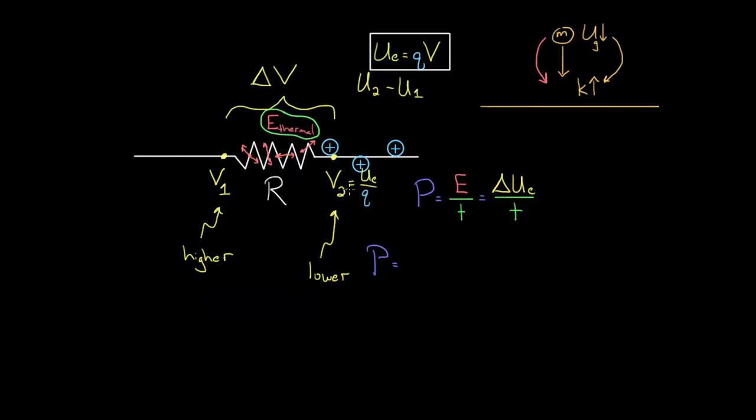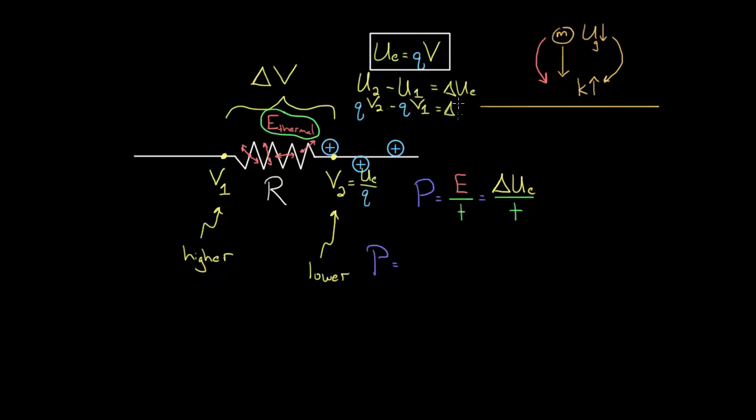And this is a way we can find the U values. So the U at 2, since it's Q times V, is just going to be the charge at 2 times V2. And then we subtract the U at 1, which is the charge at 1 times the V at 1. But that's the same charge. Whatever charge enters this resistor has to exit it. This is the change in electric potential energy.